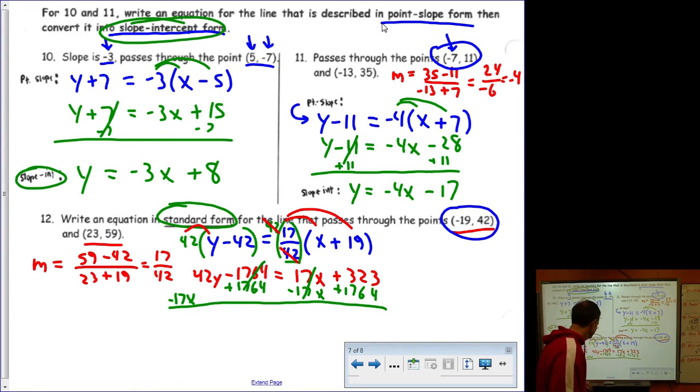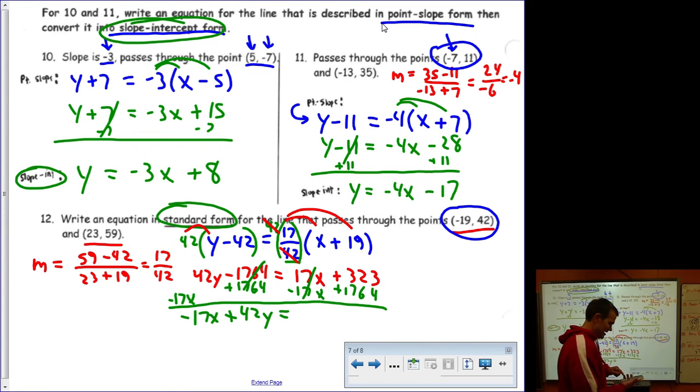sides. That gives me negative 17x plus 42y equals 1764 plus 323, 2087.